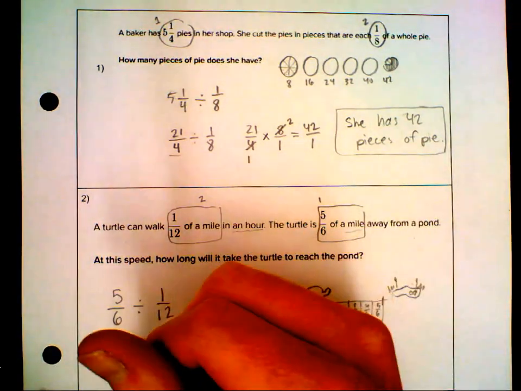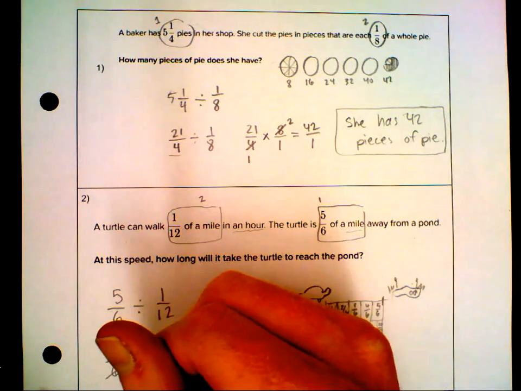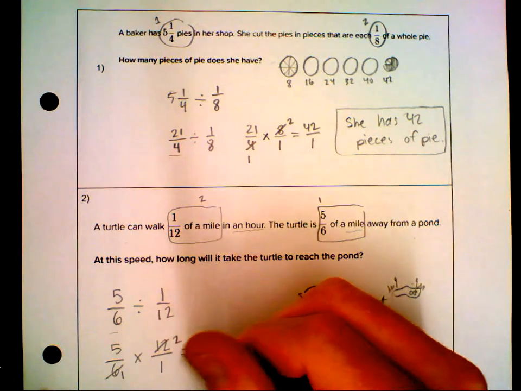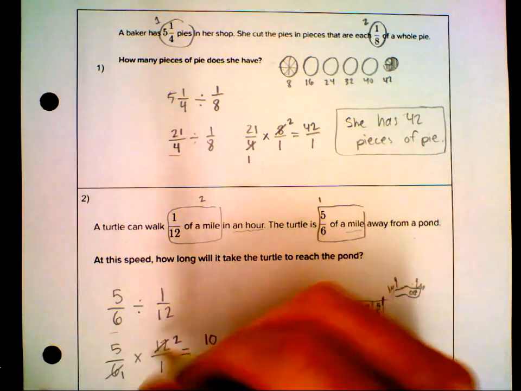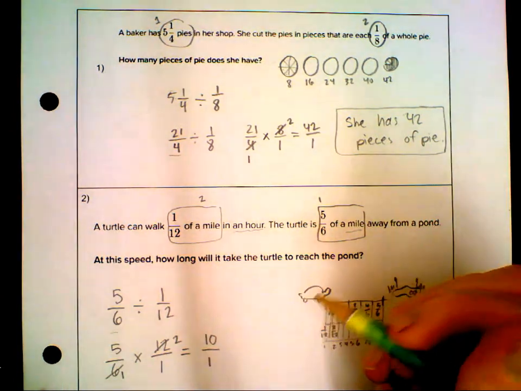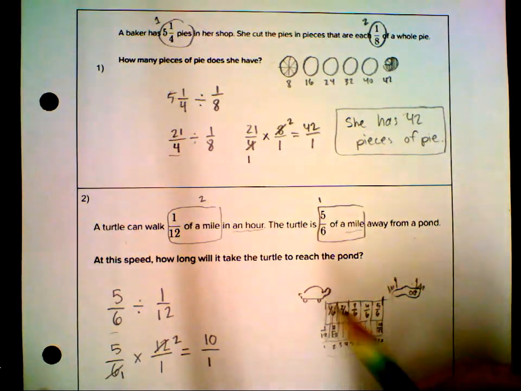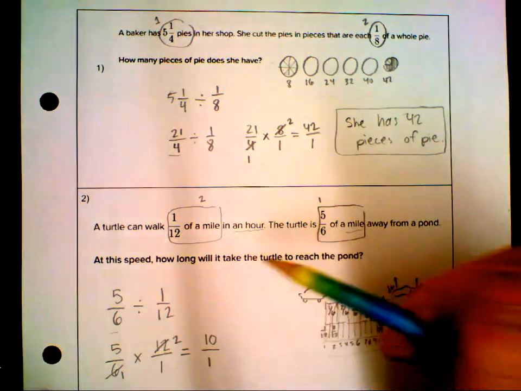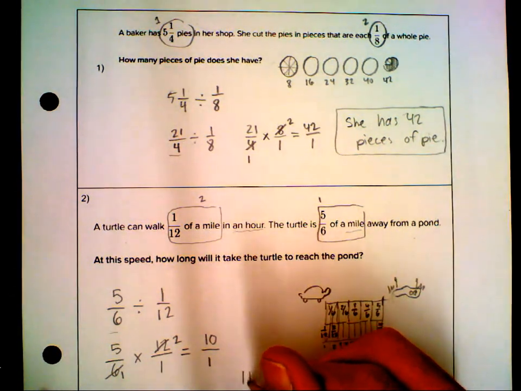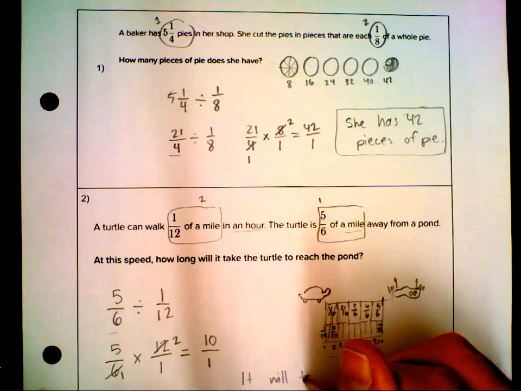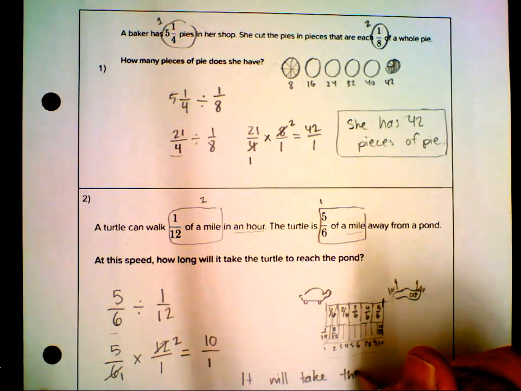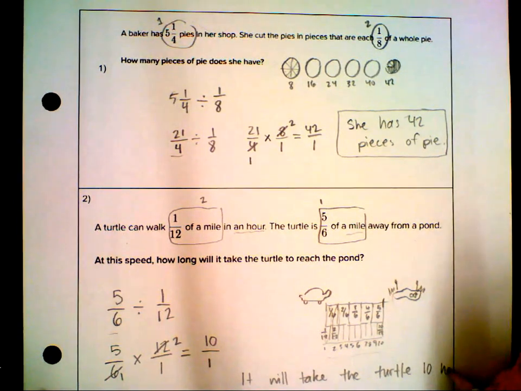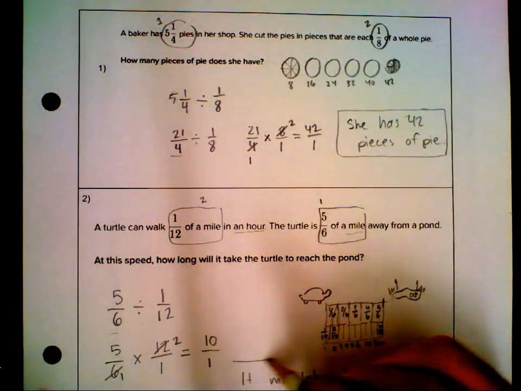Now I can cross cancel because 6 goes into 6 one time and 6 goes into 12 two times. So 5 times 2 gives me 10. 1 times 1 gives me 1. Just like I figured out here, 10 hours is how long it will take the turtle. So it will take the turtle 10 hours. I'll go ahead and put this in a box.